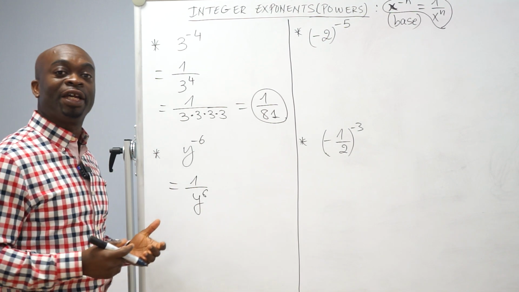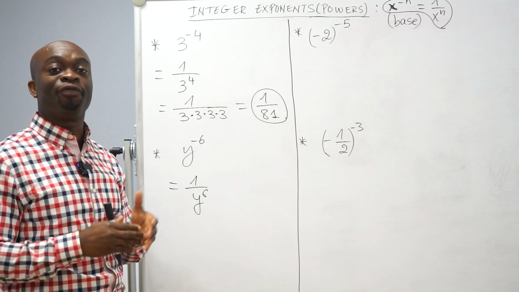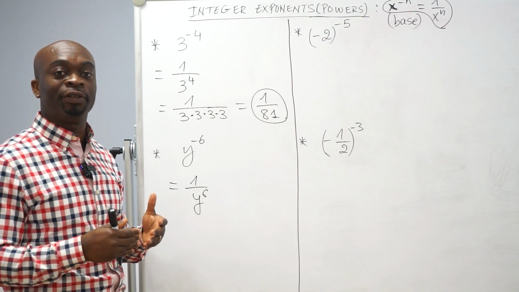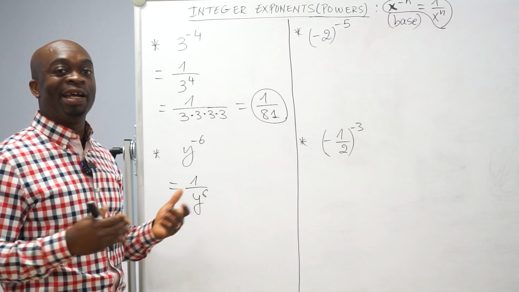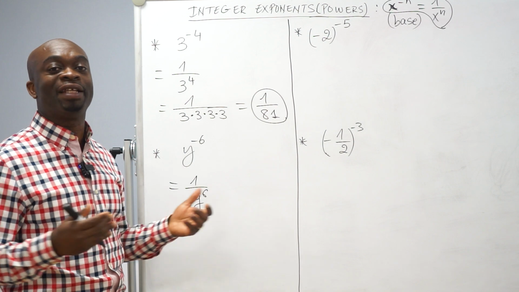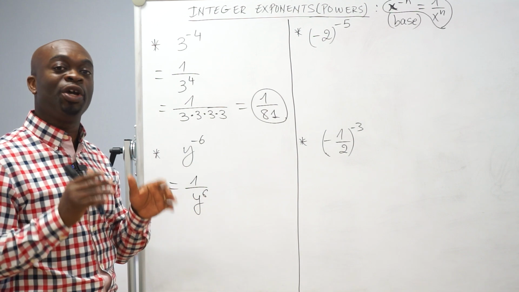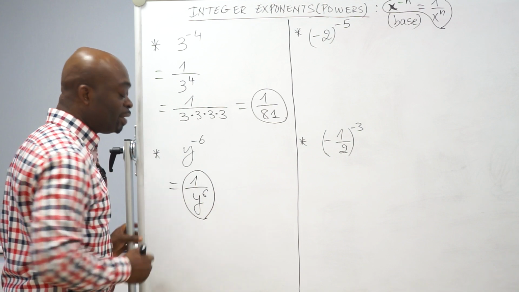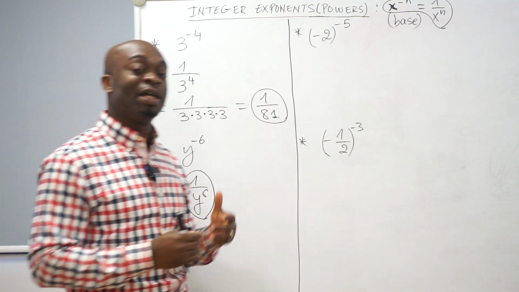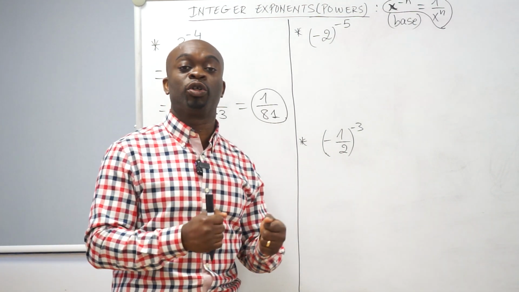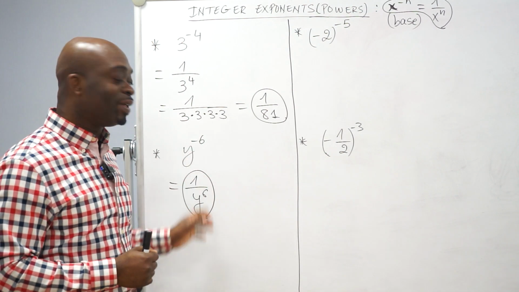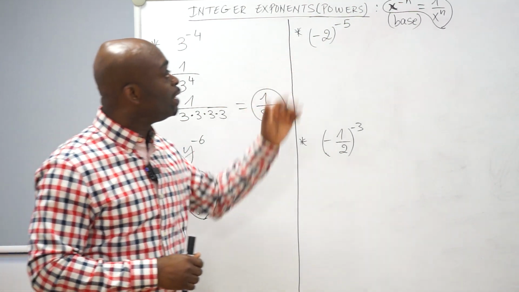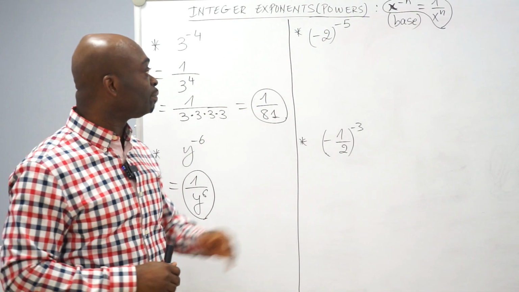Is there anything else that we can do? No, because we have no other base to deal with. It's only y to the power 6, and we don't need to break down anything here. So we are done with this question. Simple as that. A lot of times we look at the problems and feel like we have more to do with them, but no, this is finished. Let's go to question number 3.